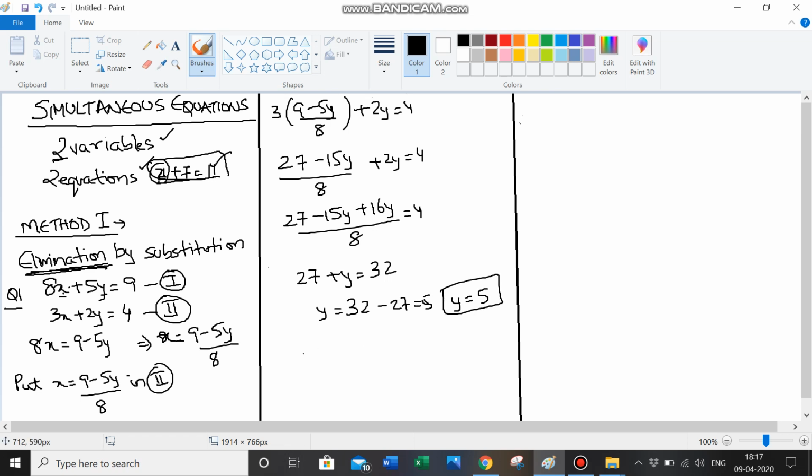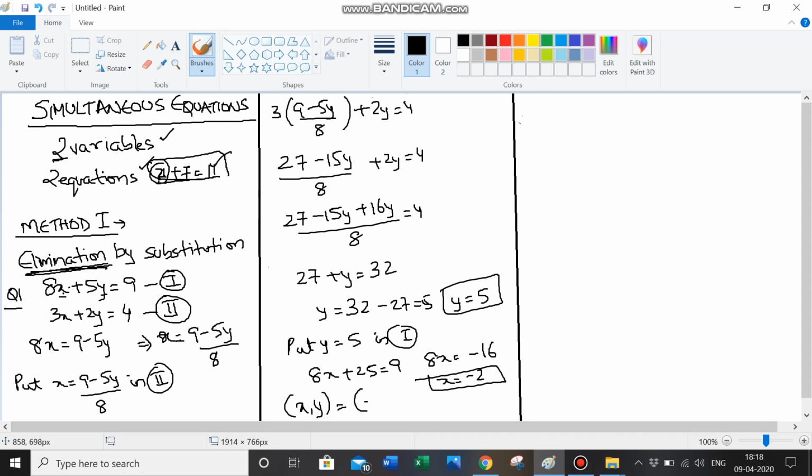I've got one value. Put y is equal to 5 in, let's say, equation 1, and I get 8x plus 25 is equal to 9. 8x is equal to 9 minus 25, that's negative 16, and x is equal to negative 2. So I've got my answer, x is equal to negative 2. The usual convention of writing the answer is that you highlight it once and at the end you write it in a set form. This is xy is equal to negative 2, 5. Please note, if I'm writing x first, I'll write the value of x first.